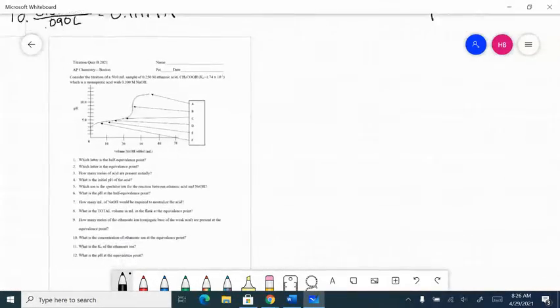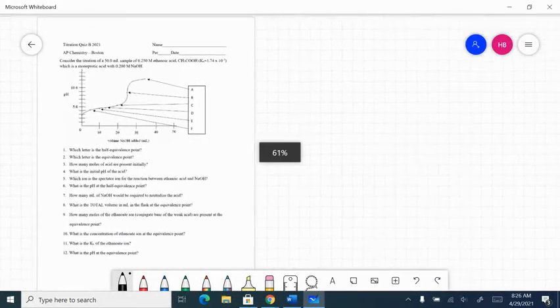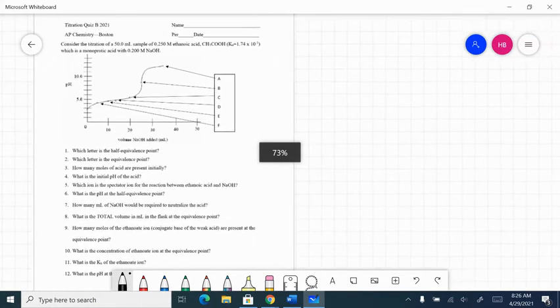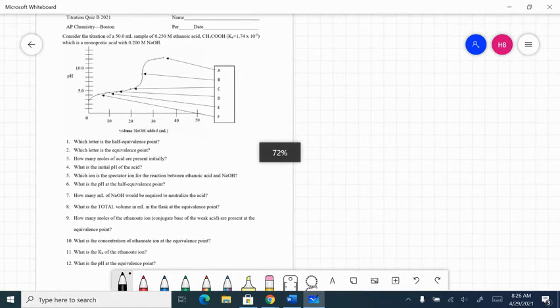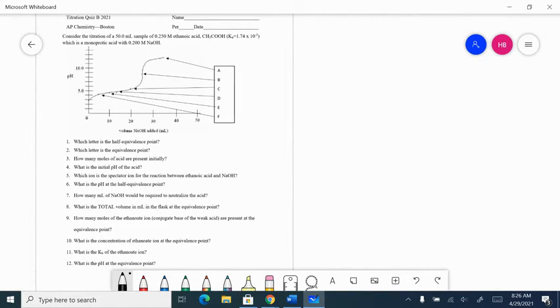Let's do that one more time for quiz B. Again, the half equivalence point here would be halfway. This is the only time we're reading off the graph. This would be the equivalence point. So the answer would have been D, but I also gave you credit for E and then B. Moles of acid present initially is molar times volume.